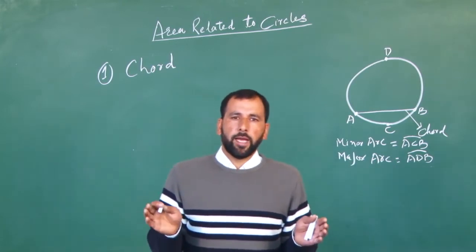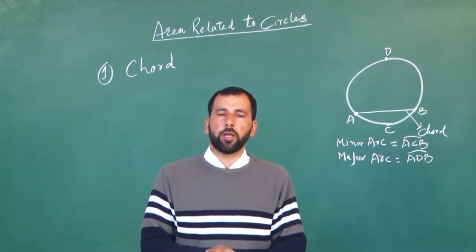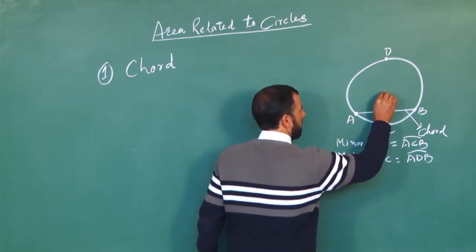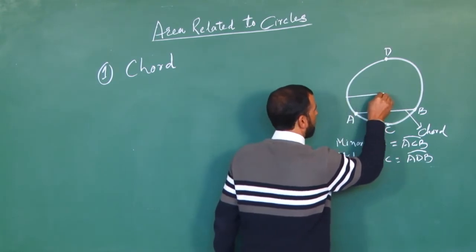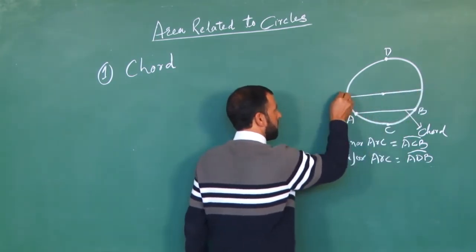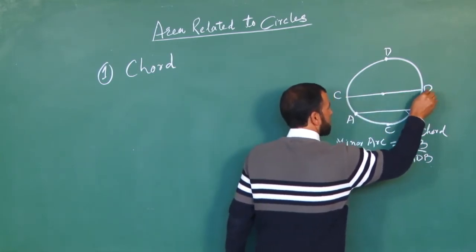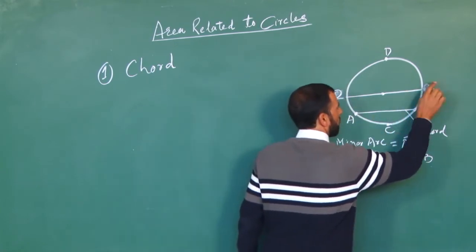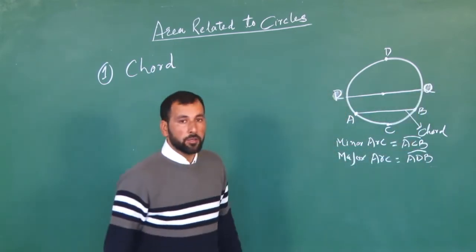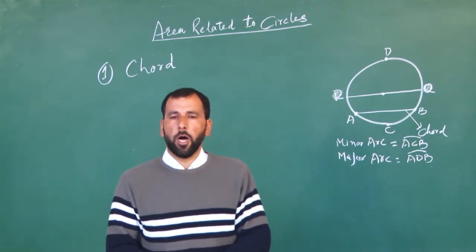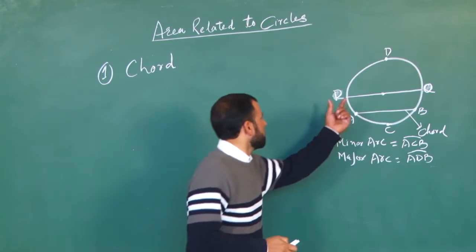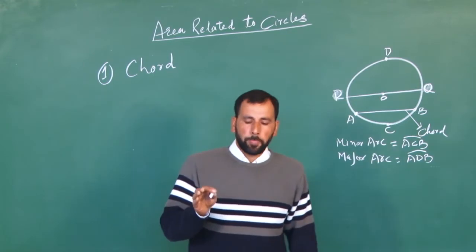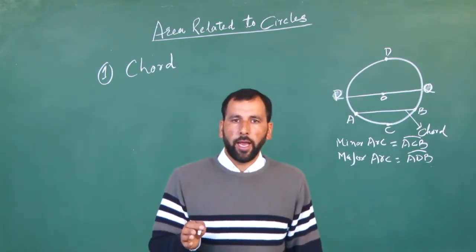Then the next point is the diameter of a circle. We know that the diameter is also the longest chord of a circle, and it passes through the center of a circle. Let this be the center of a circle, and if we draw a line which passes through this center, let the line be PQ. PQ is a line segment which passes through the center of the circle, and this PQ divides the circle into two equal arcs. Each arc is known as a semicircle.